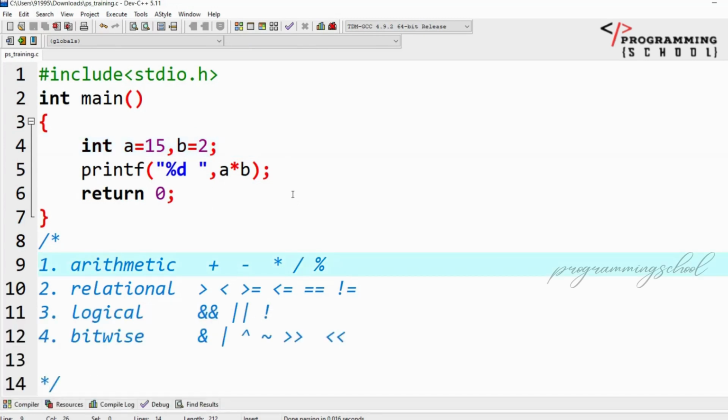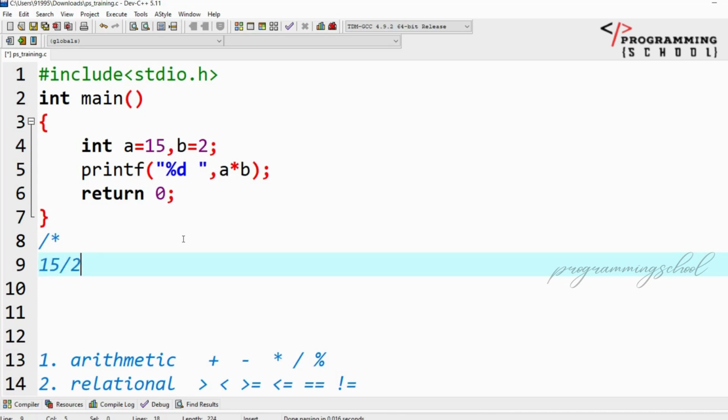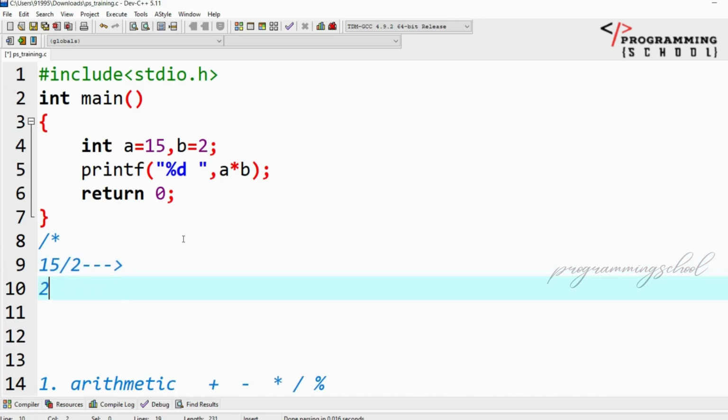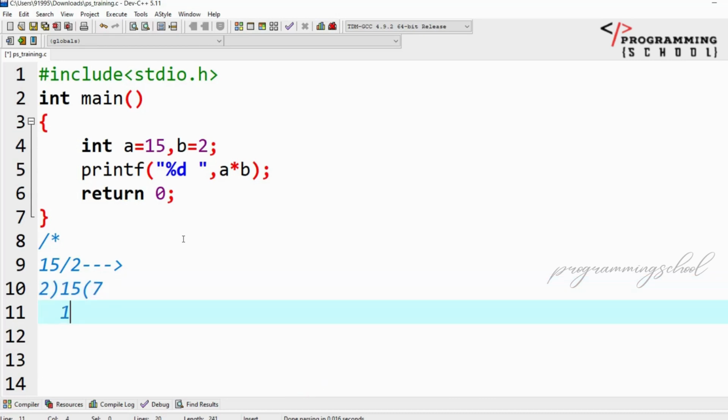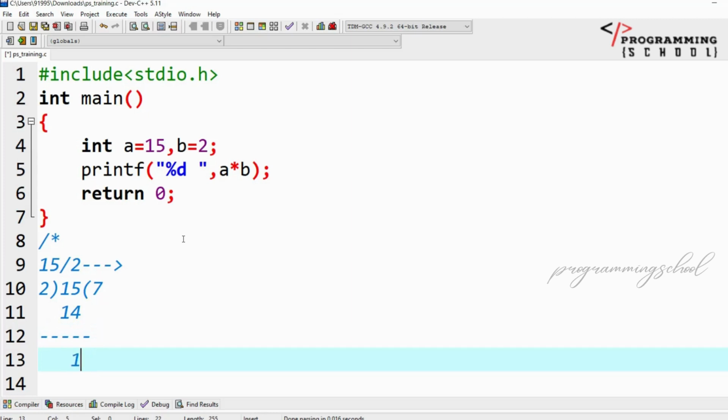Now the division operator. How does the division operator work? We have to know about this. For example, 15 by 2. How does it work? In C language, integer by integer always gives an integer. For example, 2 into 15: 2 sevens are 14, and the remainder is 1.